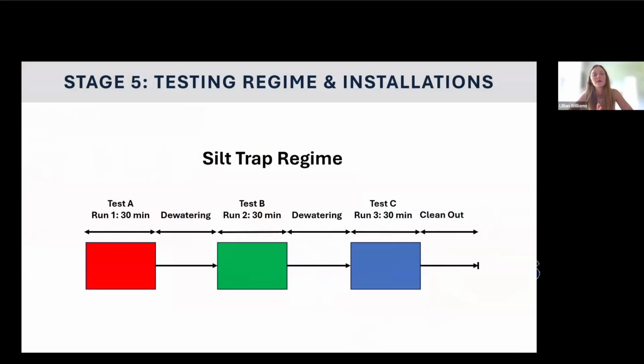And then in stage 5, we have our actual testing regime and each of the installations that would be tested. So for the silt trap, we have test A that would run 30 minutes. We would allow it to dewater, and then we would run test B, it would dewater, and then the final test C, and then that's when clean out would happen. So that was for each installation of the silt trap.